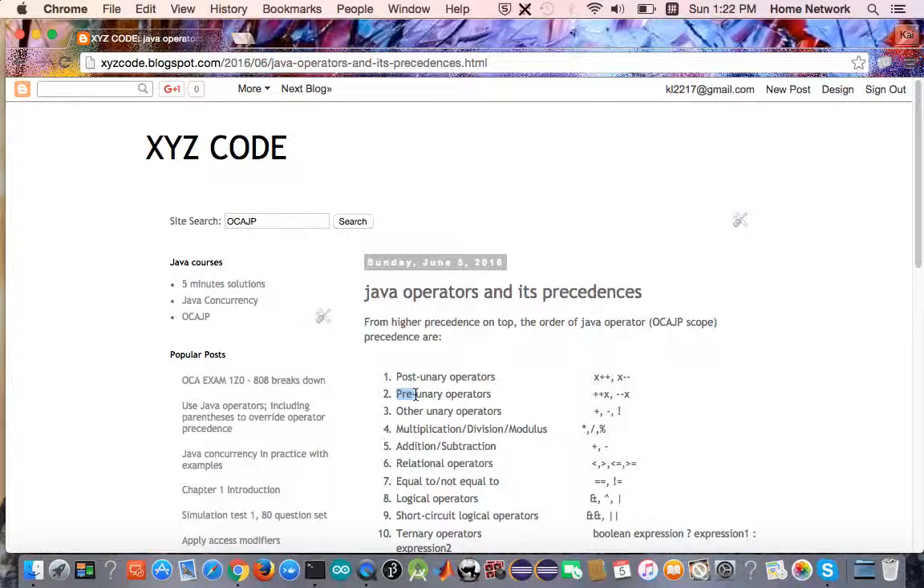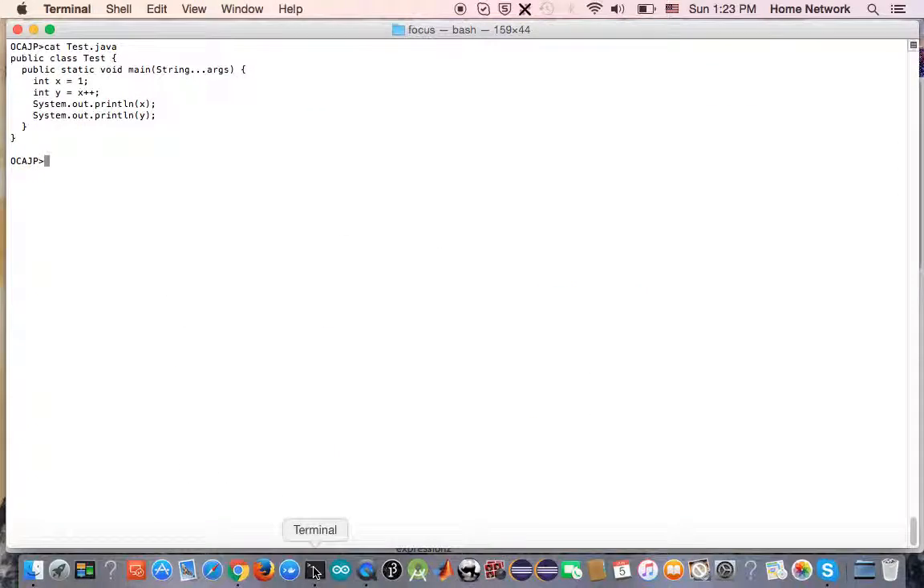Next one on the list is pre-unary operators. ++x means we increase the value of x by 1, then we get the value of the increased x. --x means we decrease the value of x by 1, then we get the value of the decreased x. So let's take an example.